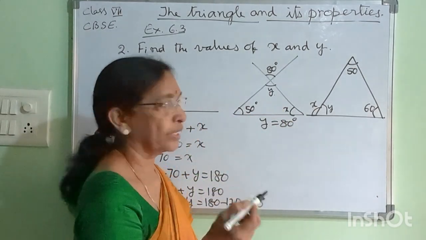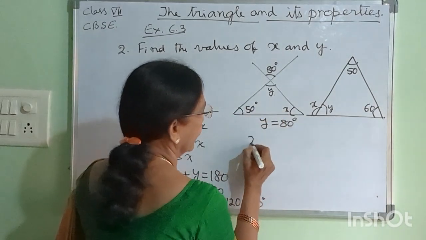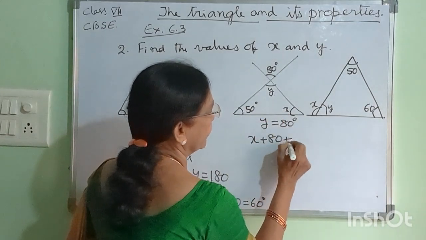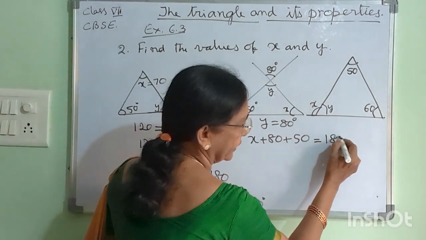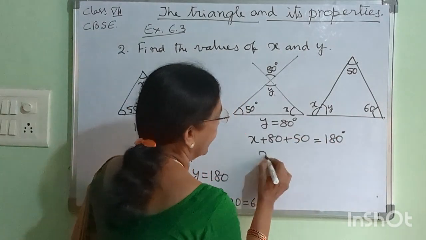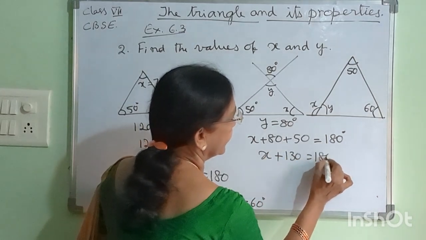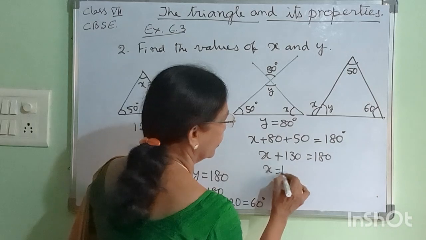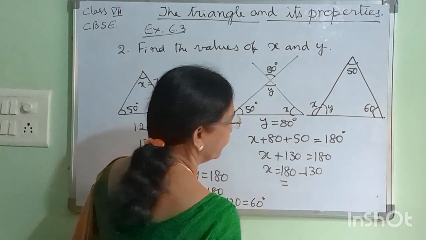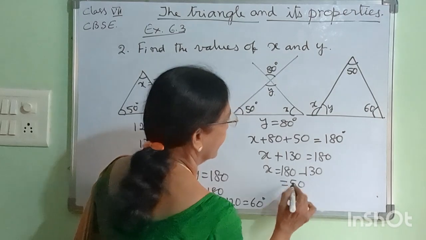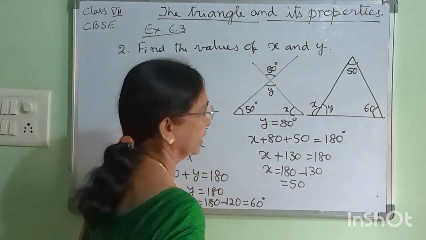And from the angle sum property, x plus 80 plus 50. Sum of the angles of a triangle is equal to 180 degrees. X plus 130 is equal to 180 degrees, or x is equal to 180 degrees minus 130, that is equal to 50 degrees. Therefore, x is equal to 50 degrees, y is equal to 80 degrees.